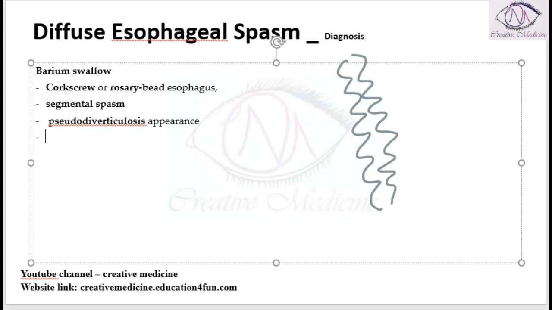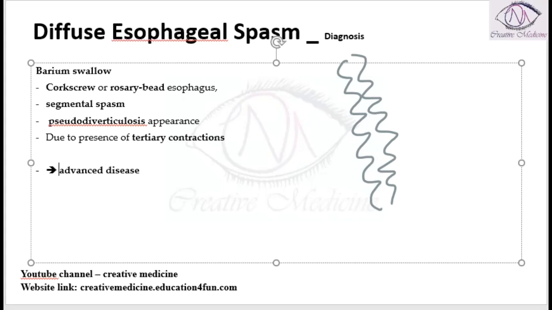Why are all these present? Because of the presence of the tertiary contractions, we see this corkscrew appearance or rosary bead appearance. If this corkscrew or rosary bead appearance is present, then it indicates that advanced disease is present.